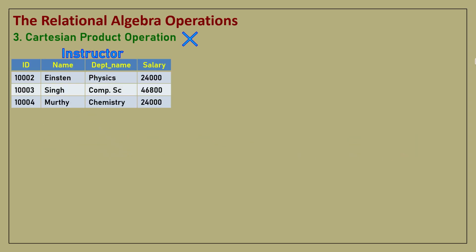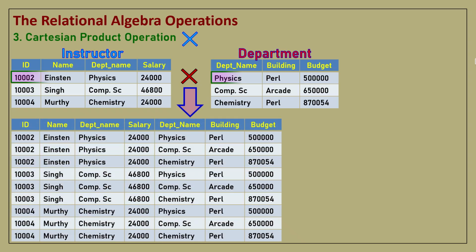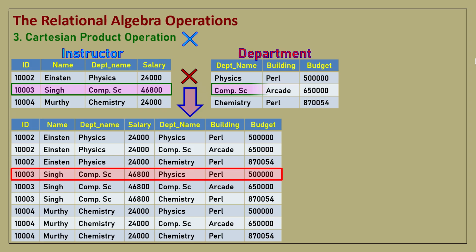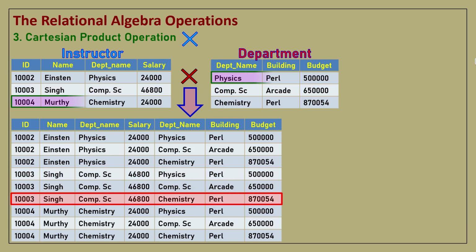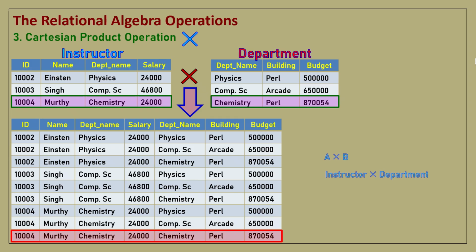Similarly, the Cartesian product operation, in relational algebra, combines tuples into relations. Each tuple of the first relation is combined with each element of the second relation, as shown in the example. And we write the relational algebra operation as A cross B.